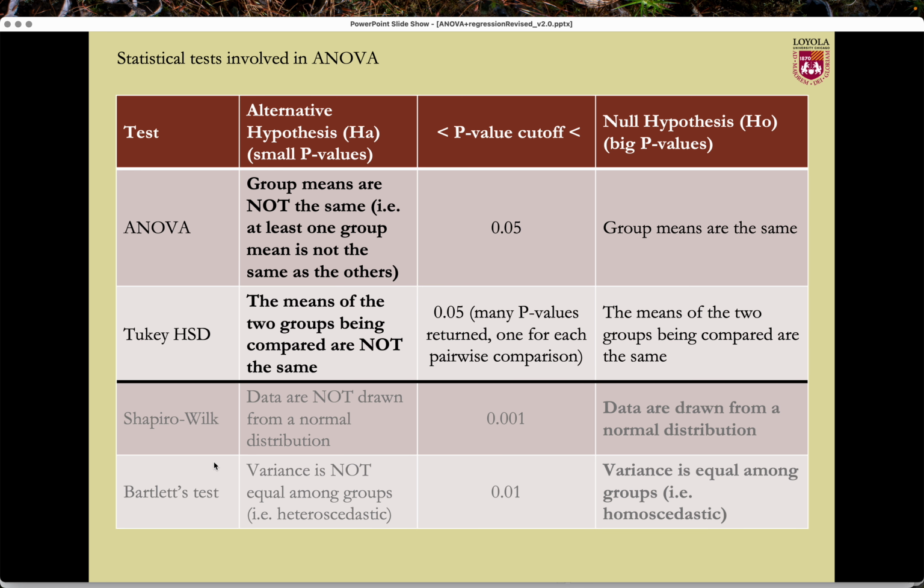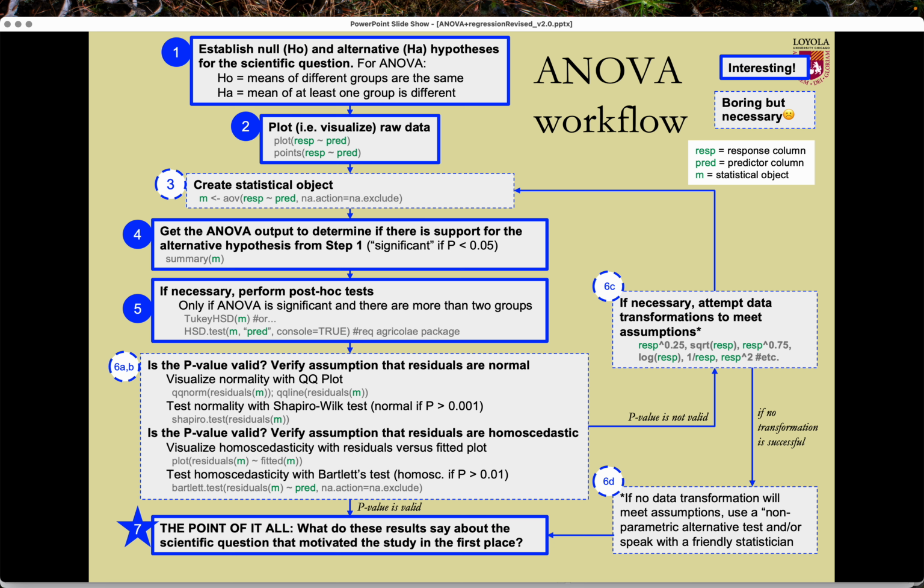But lines exist for a reason. Yeah, I know. Like the reality is that it's on the line. But let's play the game. P-value is not valid. Let's see if we can't transform this.